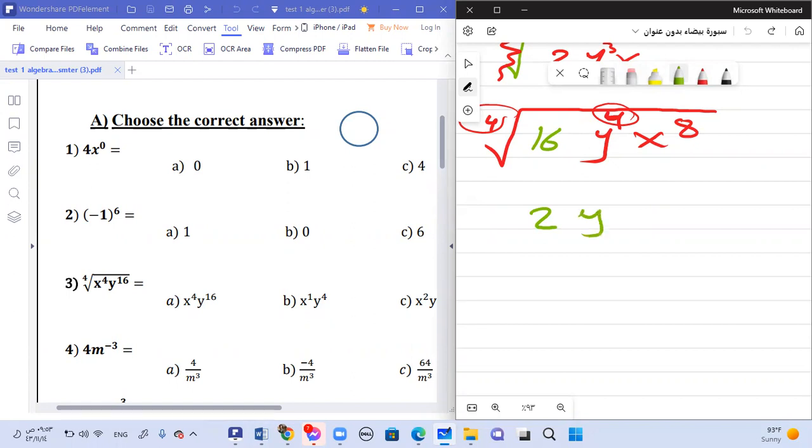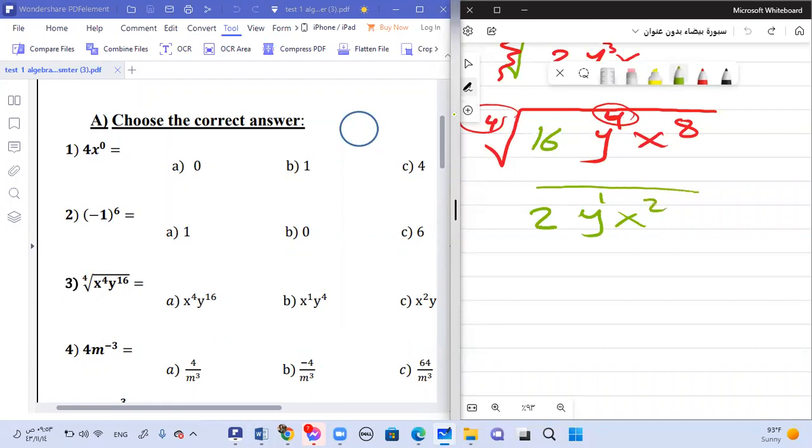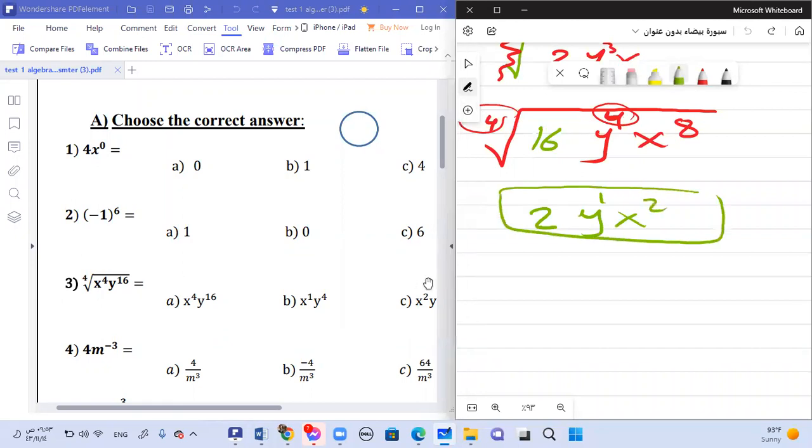Why? 4 divided by 4 is 1. 8 divided by 4 is 2. This is the correct answer. Okay?